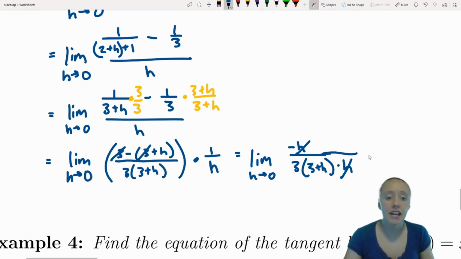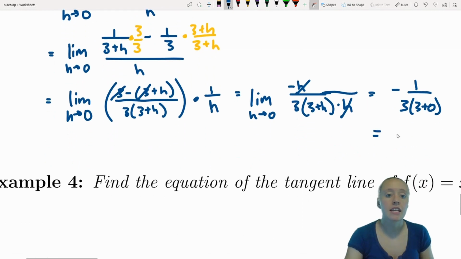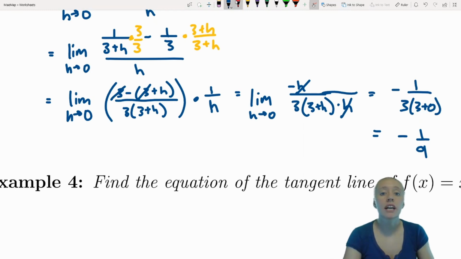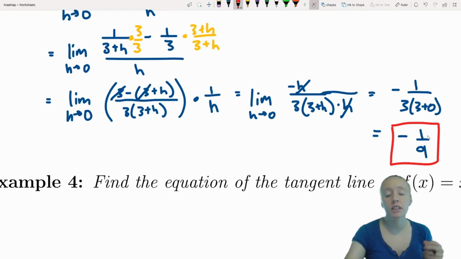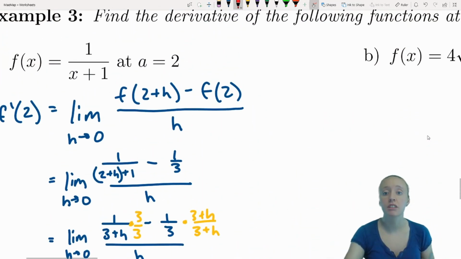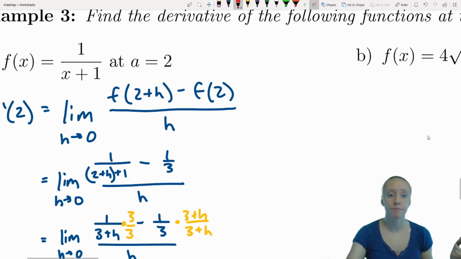So plugging in h of 0, that's going to give me negative 1 over 3 times 3 plus 0, which is going to give me a negative 1/9. So negative 1/9 is my solution for part A. And what I mean by solution is that my derivative, or my slope of my tangent line, equals negative 1/9 for my function when I'm at the point where x is equal to 2.